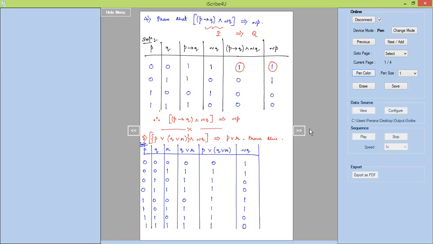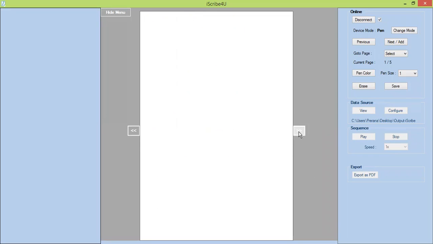Right? So we will do that in the next page. If you have sufficient place, please do it there only. It will be convenient for you to look into the values of P, Q, R and do it. Okay. So next I will be doing it.